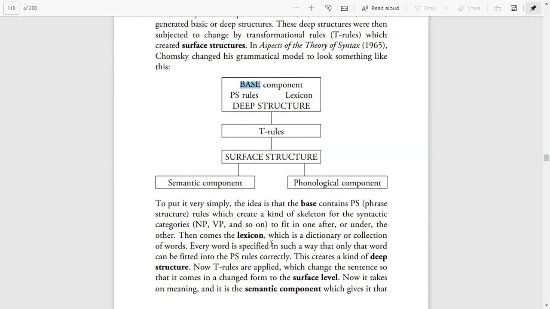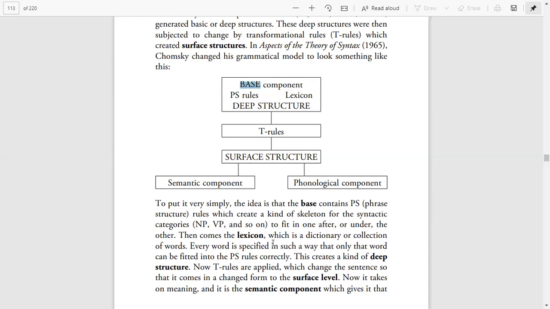Then comes the lexicon, which is a dictionary or collection of words. So every word is specified. Then after the phrase structure rules, of course, we have the lexicon, because every word is specified in such a way that only that word can be fitted into the PS rules correctly. So we cannot use all the words in one place. Of course, one word can be used at one position. Not so many words can be used at one position, right?